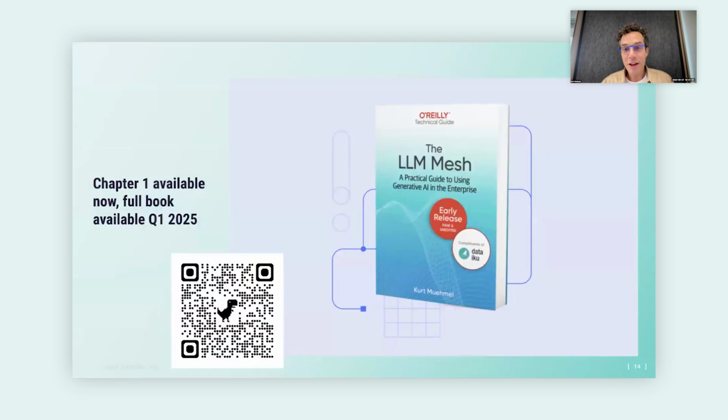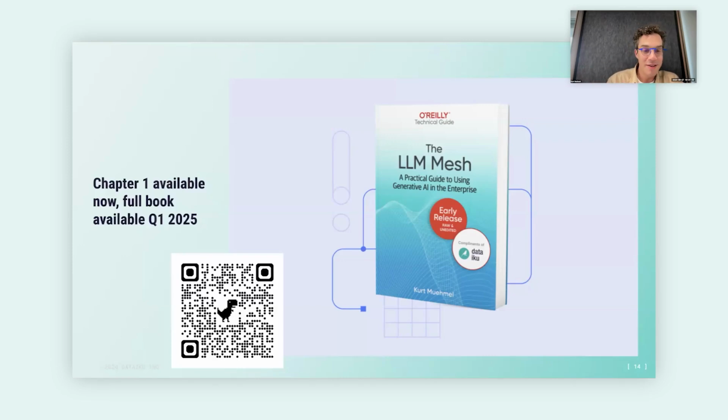We're thinking about this so much, in fact, we're writing a book about it. So we're writing a technical guide with O'Reilly called The LLM Mesh, a practical guide to using generative AI in the enterprise. Chapter one is already available with that QR code or just with a quick Google. The full book is going to be available in Q1. The second chapter will be available, let's say, early to mid October, and more chapters will be coming out between now and the full release, because we believe that this is actually a really important architecture for enterprises beyond, of course, what Dataiku is offering specifically.